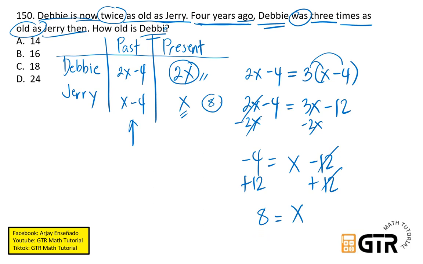So therefore, si Debbie, i-times lang natin sa 2. So si Jerry ay 8, si Debbie ay 2 times 8 and that will be 16. The correct answer is letter B, 16.